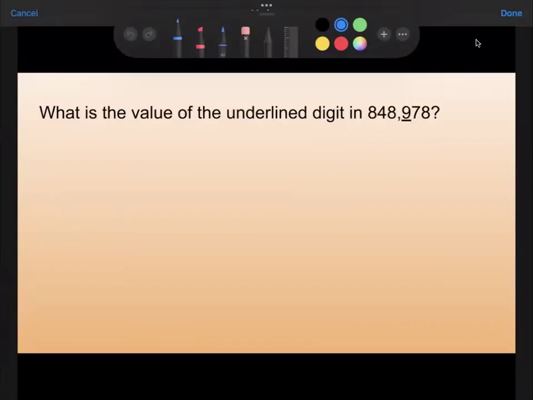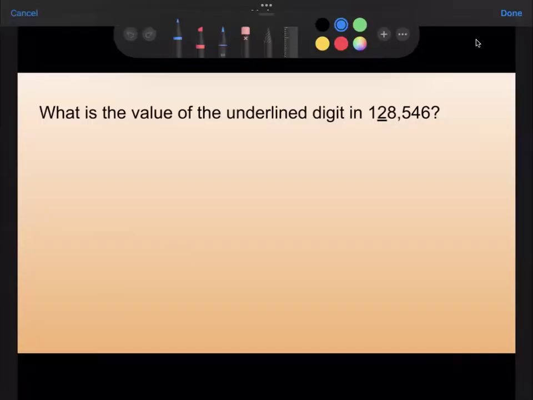Here is our next one. Now for this one, we don't have choices, but that's okay. What is the value of the underlined digit in 848,978? The underlined digit is the 9 right here. So first we can go ahead and write the 9, and then we can decide what place value it's in. It's in the hundreds place, which is what it looks like it is. That represents 900s, and we would write 900. So that is the value of this digit. The 9 in the hundreds place is representing 900.